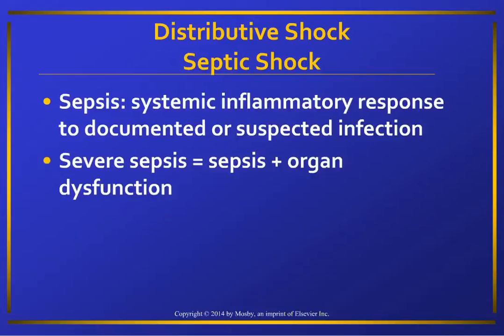The third kind of distributive shock is septic shock. Sepsis is a systemic inflammatory response to documented or suspected infection. So severe sepsis equals sepsis and organ dysfunction. In as many as 10 to 30% of patients with sepsis, the causative organism is not identified. Severe sepsis is diagnosed in more than 750,000 patients every year, with mortality rates as high as 28 to 50%.